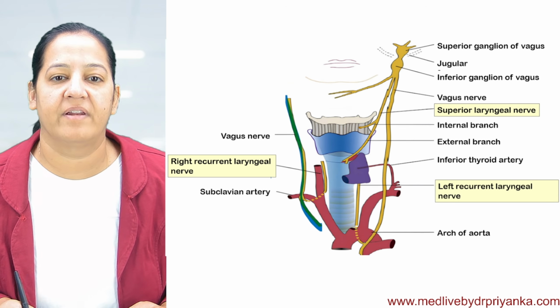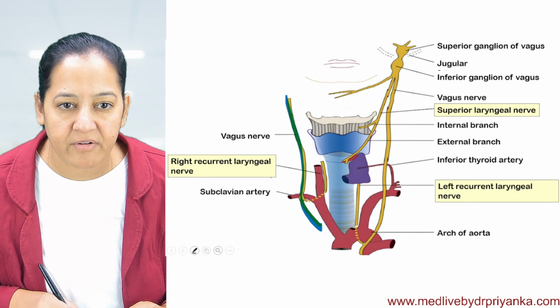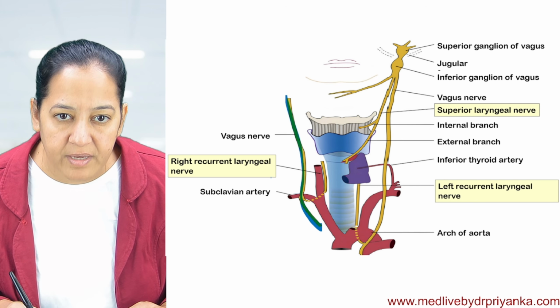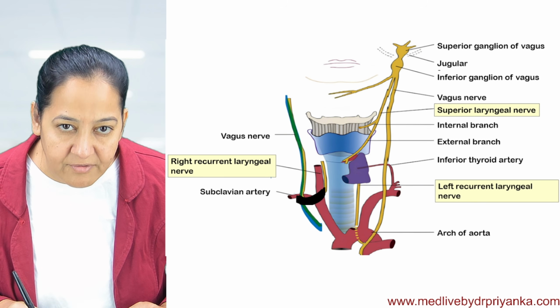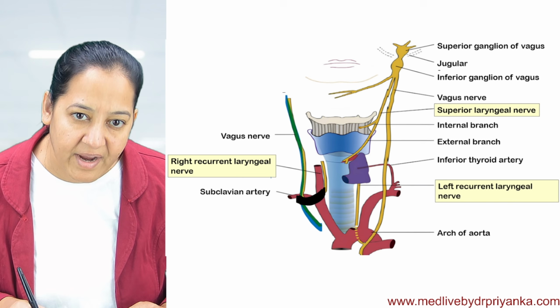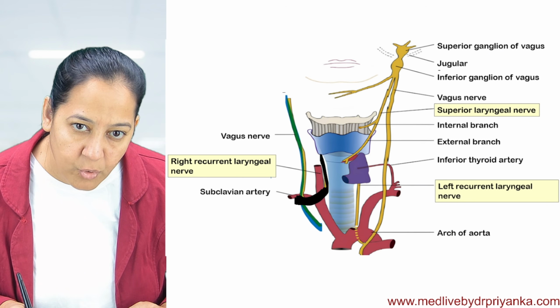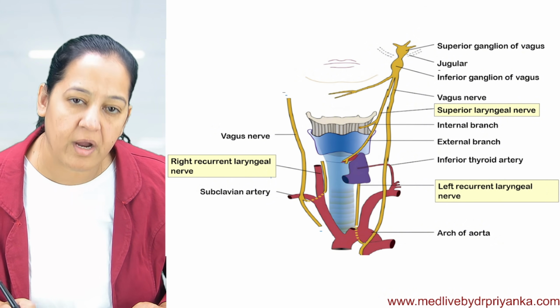Now from the right vagus, the right recurrent laryngeal nerve arises at the level of the subclavian artery. Can you see? This is the subclavian artery. This is the right RLN arising from the right vagus and going upward. Taking a U-turn, taking a hook and going upward.